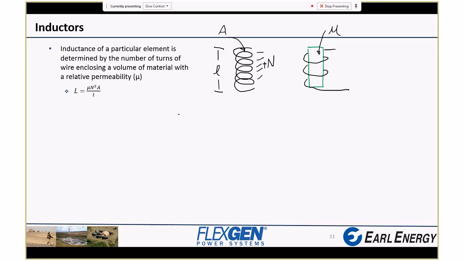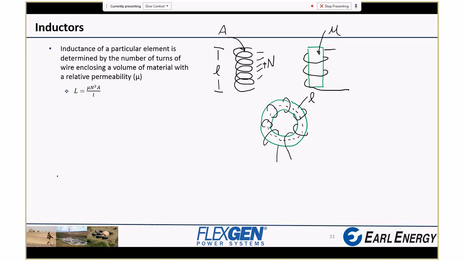This doesn't have to be a straight line. This can also be a toroid, with the turns wrapped around like that, all the way around. And in that case, the l, the magnetic path length, is that. Still, the turns are just the number of turns, and the area is the cross-sectional area of that core.